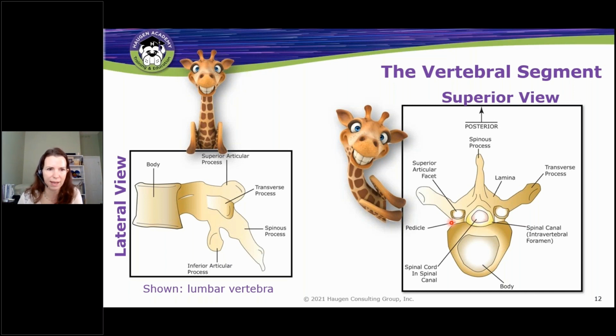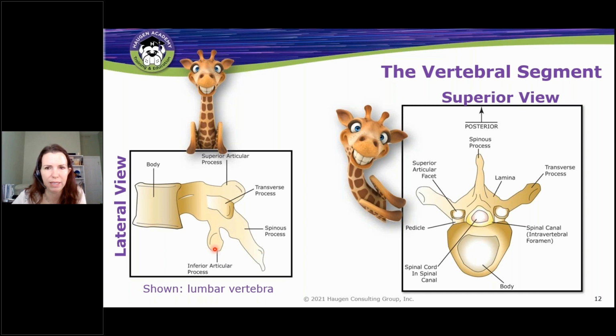Then we have the facets. They are found on the superior and inferior, so upper and lower aspects of each vertebral segment. These allow articulation with the other vertebra. So this is where the joint motion really comes from, is your facets. They are a synovial joint that are lined with cartilage. They are lubricated in synovial fluid, and a healthy facet joint will glide and slide smoothly back and forth with the ones above it and below it.